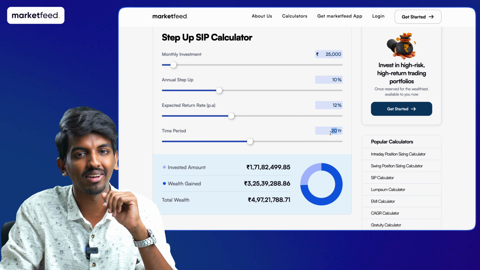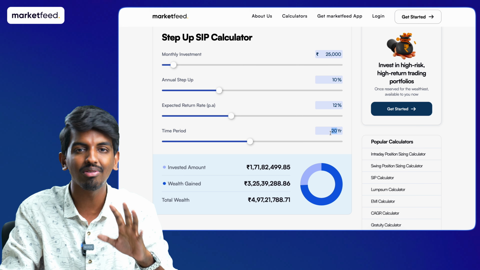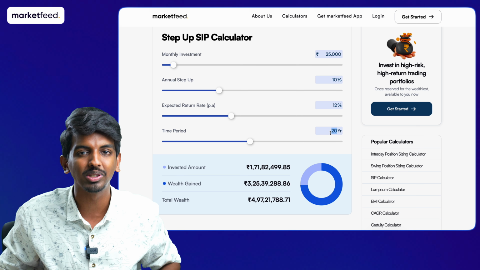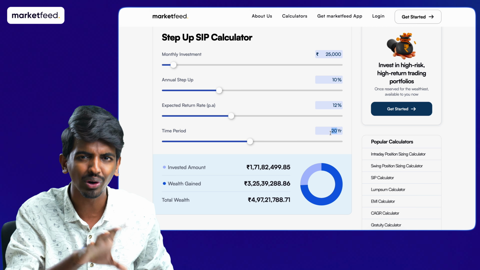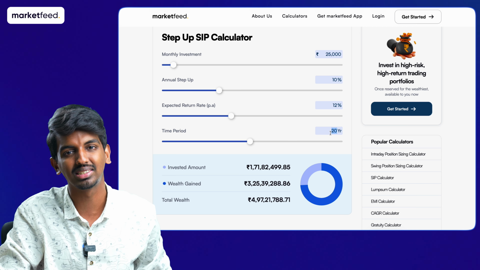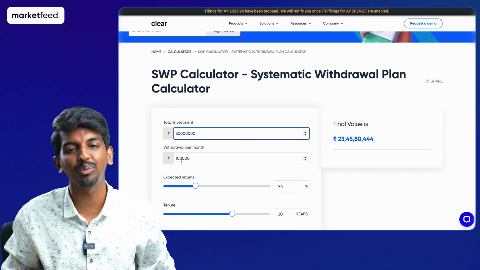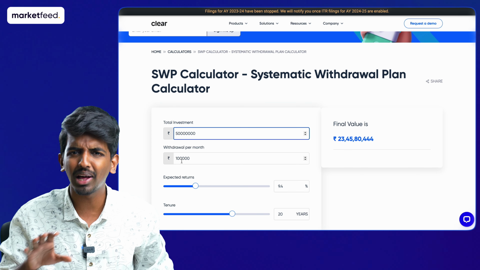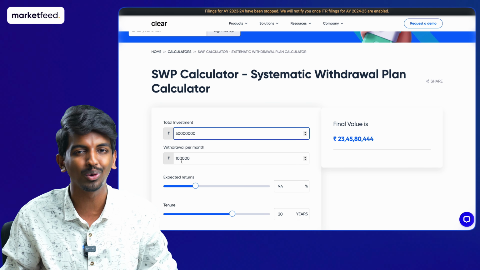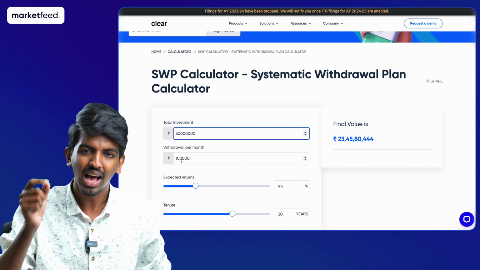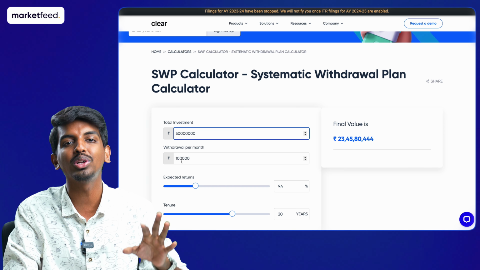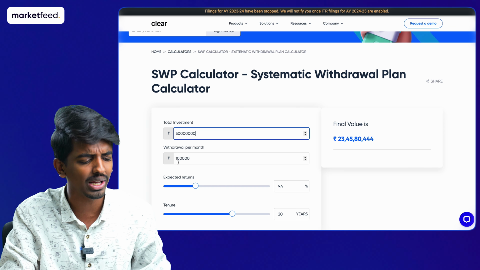So let's say you're a 27-year-old now. By the age of 47 to 50, you'll have this big corpus with you, and how do you plan to live the rest of your life? That is a question. Here is where the beauty of the systematic withdrawal plan comes in. You had a plan, you invested all that money for the long term, and right now you have a corpus. When you're looking to retire, you can go to this SWP calculator just to get an idea, right?